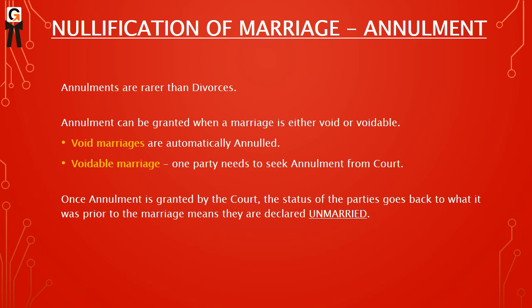Annulments are definitely rarer than divorces. Annulment can be granted when a marriage is either void or voidable. So what is a void and voidable marriage? Void marriages are automatically annulled as they are prohibited by law. A voidable marriage is one in which one party needs to seek annulment from court based on available grounds. Once annulment is granted by the court, the status of the parties goes back to what it was before the marriage, meaning they are declared unmarried.